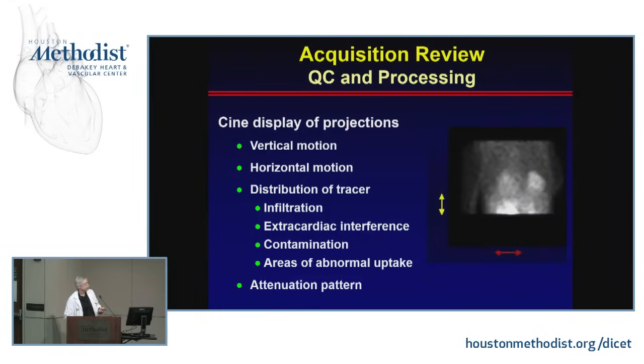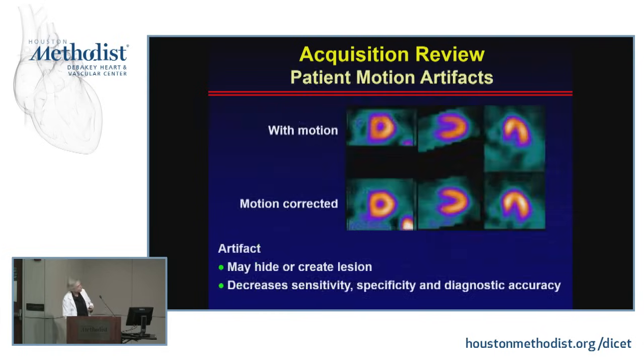It's good. After we do all this, in the last few minutes I'm just going to talk a little bit about what we do in post-processing. Now we've looked at everything, we've reconstructed. We should always look at raw data because we want to look at motion, at any infiltration or extracardiac gut activity or contamination, and attenuation patterns.